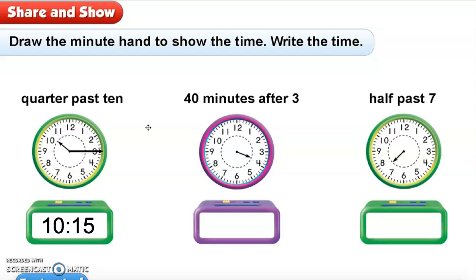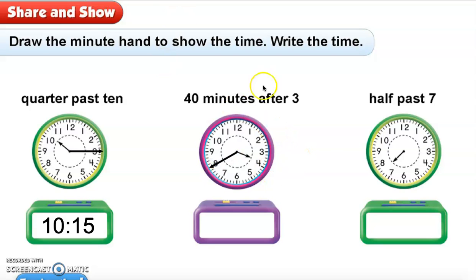40 minutes after 3. Now this is a tricky one. They're trying to throw you off. So 40 minutes after 3. To find out where 40 minutes would be, I need to count the minutes on my clock. So 5, 10, 15, 20, 25, 30, 35, 40. So my minute hand is going to be pointing right on that 8, just like that.